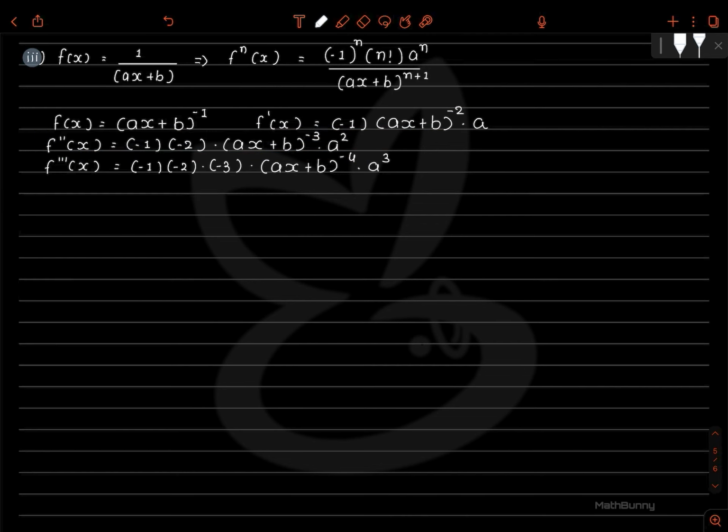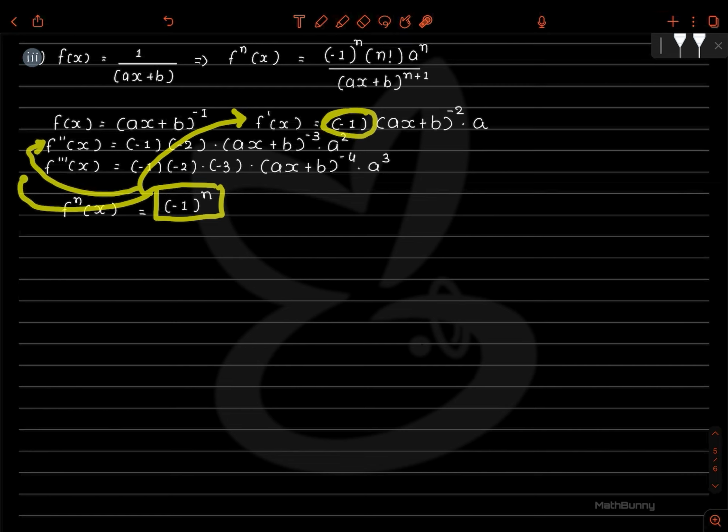So now we can find the formula. The nth derivative would be equal to minus 1 raised to n. Why? This is for the reason that for first derivative the function is negative. For second derivative it is positive. For third derivative it is again negative. So this term represents the sign.